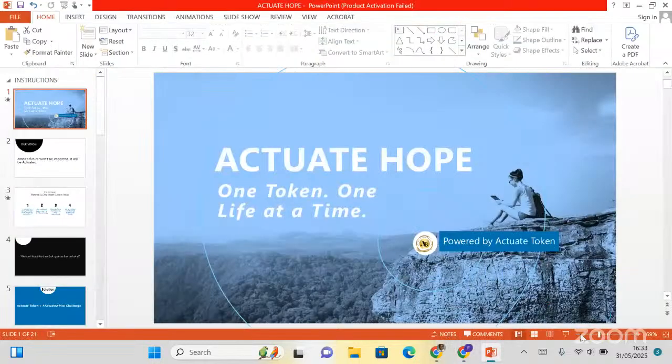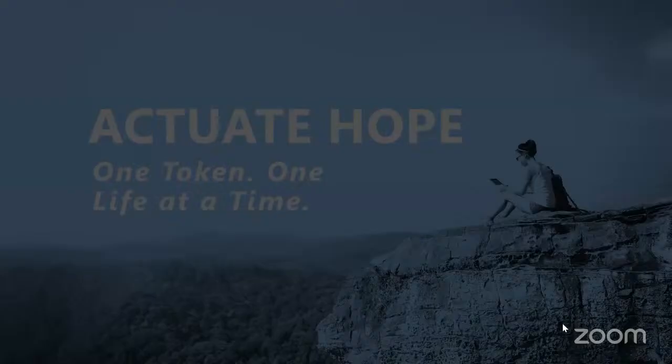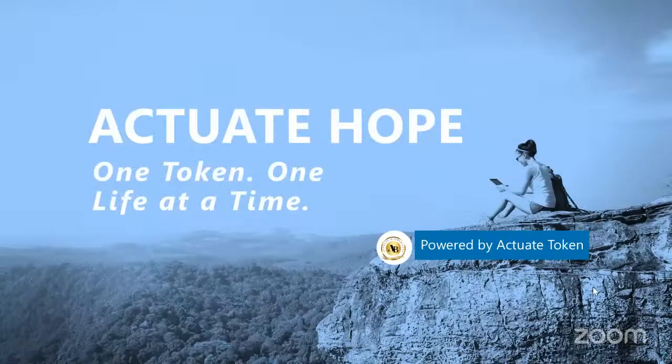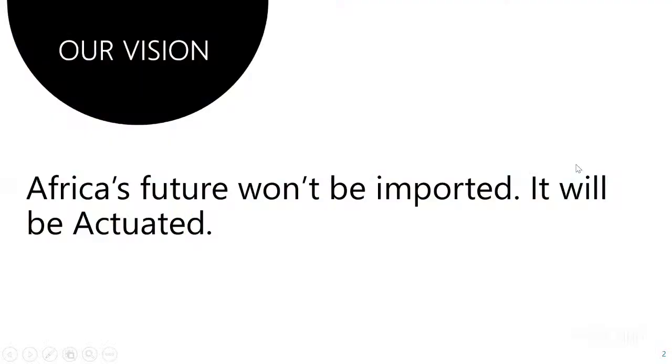All right, so as you've heard, today we're going to discuss Actuate Hope. Actuate Hope is powered by the Actuate token, and we believe in one token and one life at a time. So we're going to look at the vision of Actuate Hope. Our vision is that we want a world where every woman survives childbirth and every child takes their first breath and every young African innovator is empowered to solve real world problems through decentralized finance.